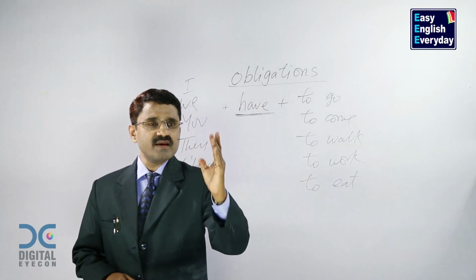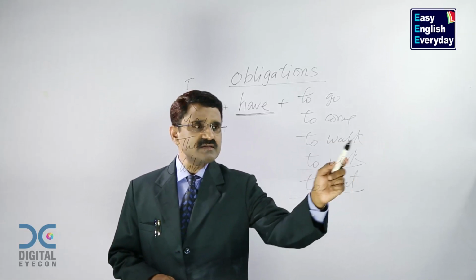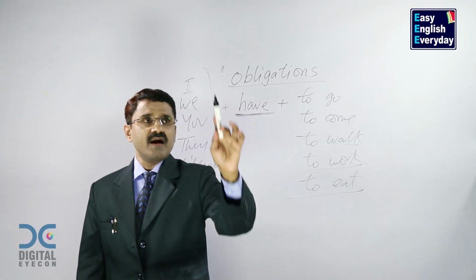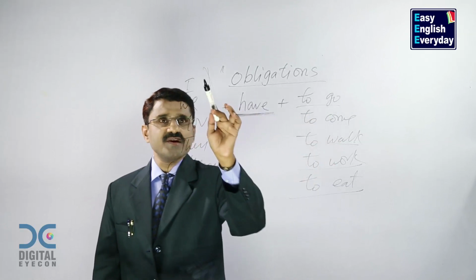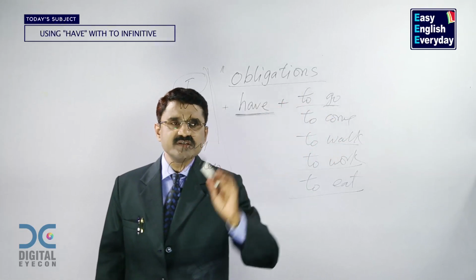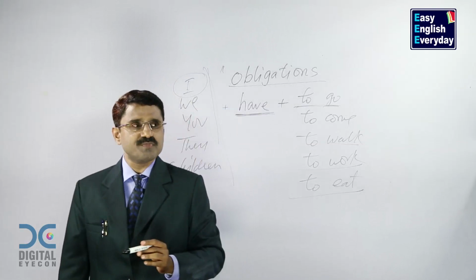So you can make examples for these five people, and these sentences indicate that it is an obligation. I have to go meaning this is the obligation for this person to do this action. To put it in simple words, this action is compulsory to be done by this person.